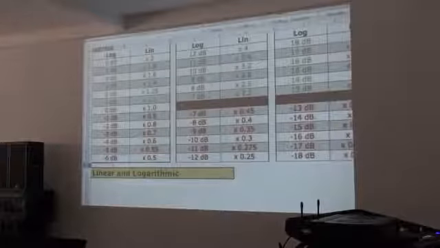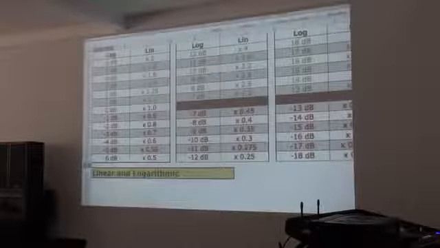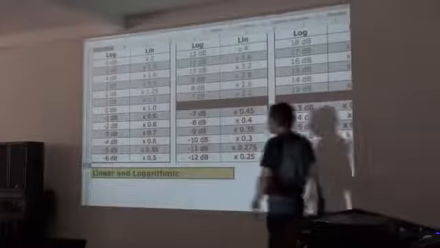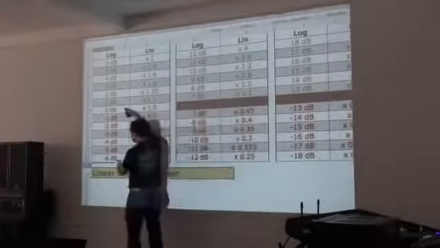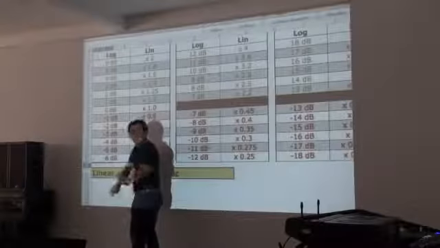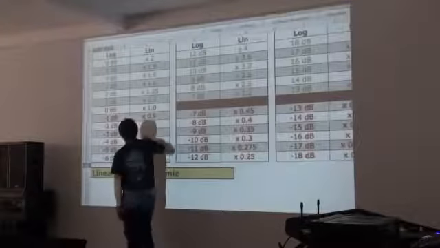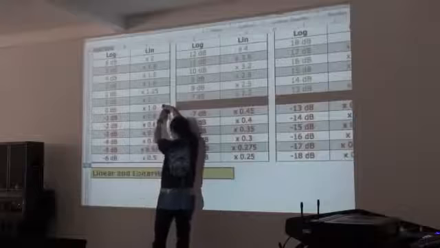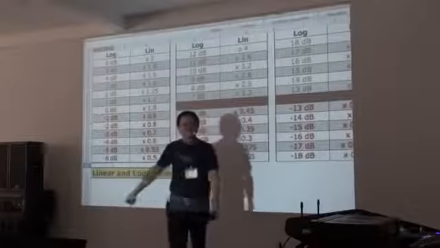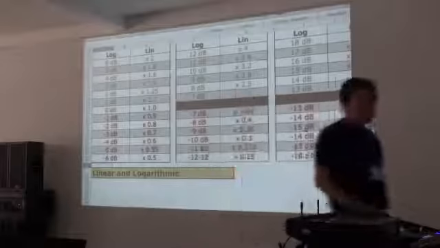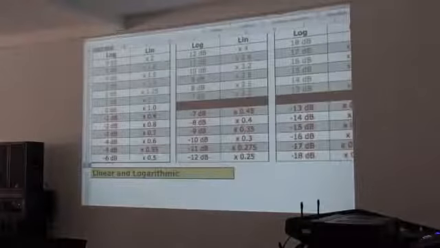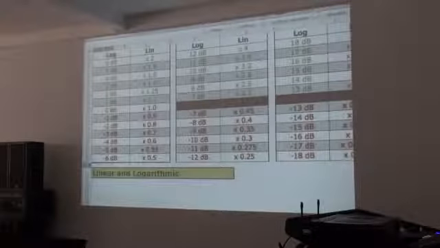Something that we can do is summation in linear. We, humans, can do linear summation. We, humans, cannot do 0 decibels and -6 decibels. But we can do 1 and 0.5. 1 and 0.5 is 1.5.